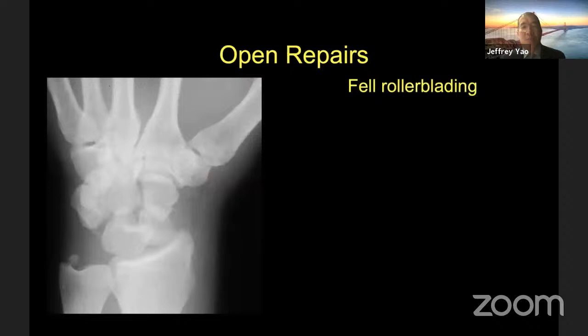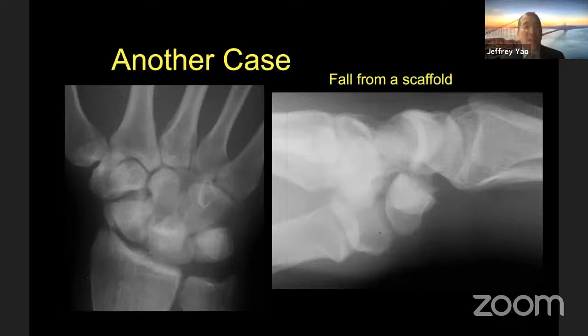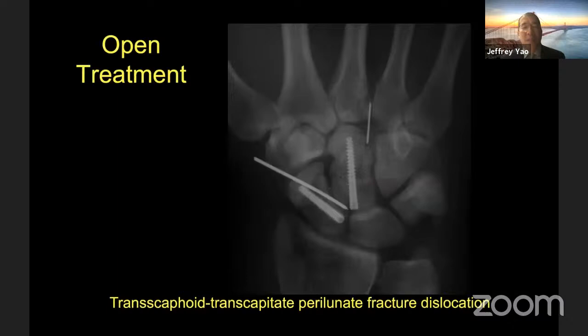Here's another patient with a transcaphoid perilunate. In this case, we fixed both the ligament and the scaphoid. Here's another case, a little bit more jumbled. You can see Gilula's lines are much more jumbled. And this was a transcaphoid transcapitate perilunate. So we fixed the scaphoid and the capitate in that scenario.